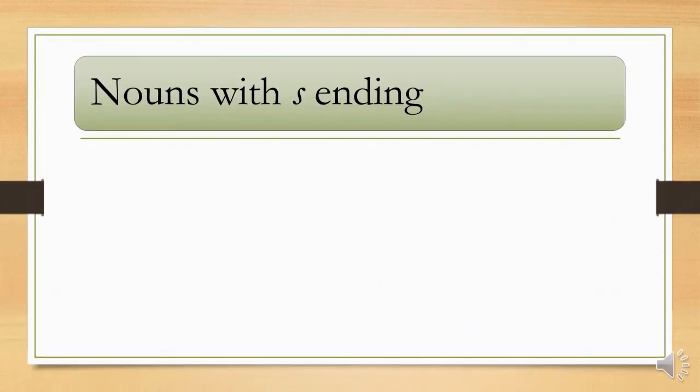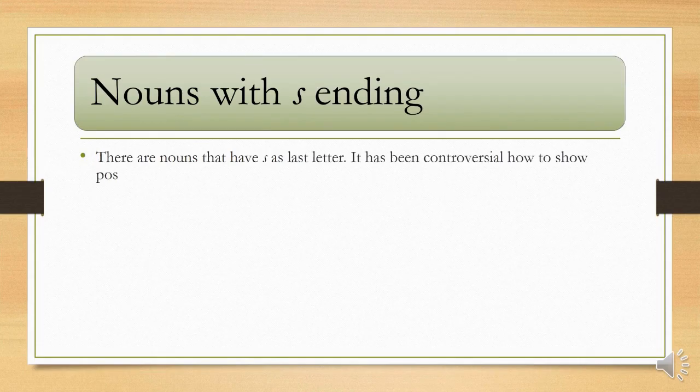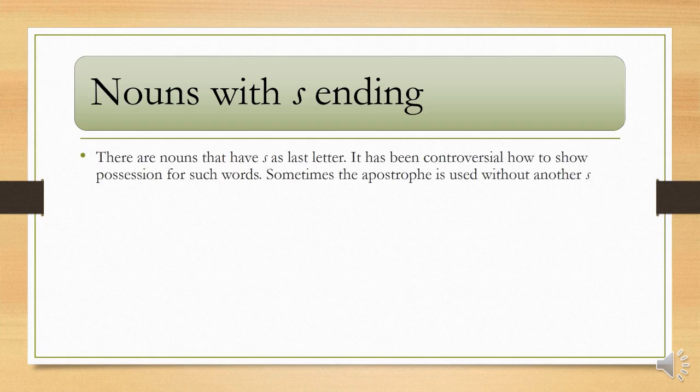Nouns with S ending. There are nouns that have S as their last letter. It has been controversial how to show possession for such words. Sometimes the apostrophe is used without another S after it. Sometimes S is not used after the apostrophe.